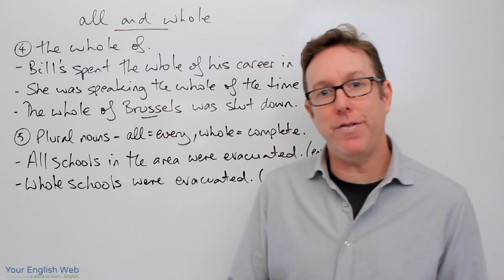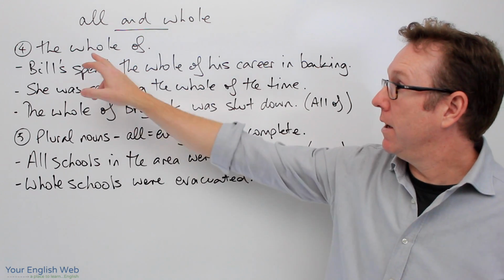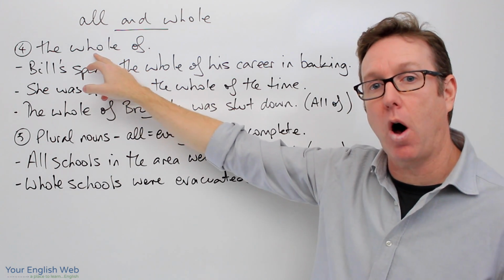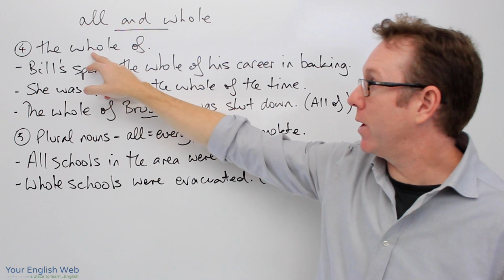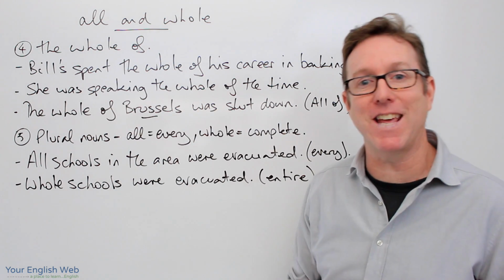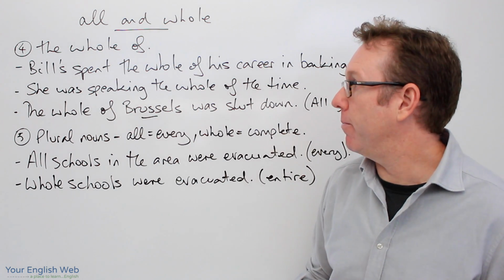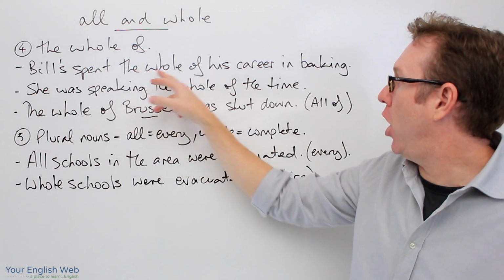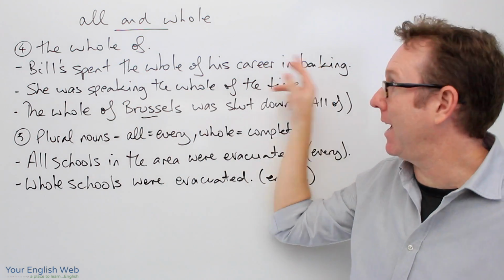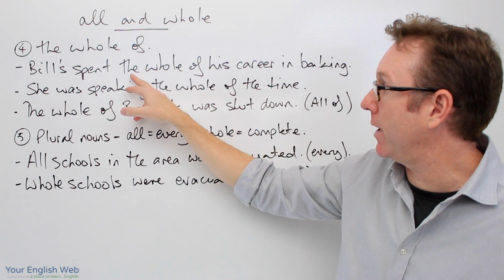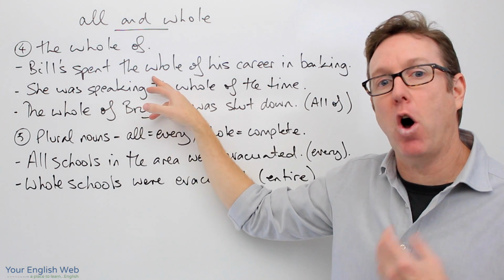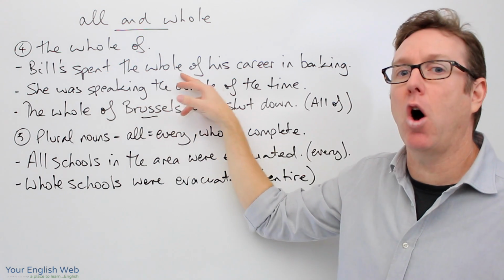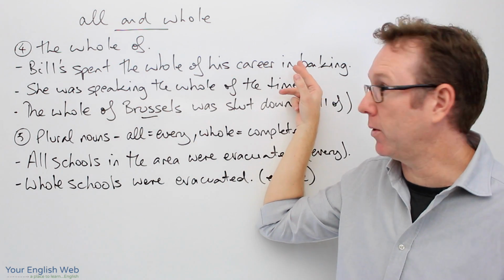Okay, back again with the last 2 points. Point number 4 here is using the whole of, okay? And we can use the whole of instead of whole with more or less the same meaning. So, Bill's spent the whole of his career in banking, okay, using the article here. Bill spent the whole of his career in banking, or Bill spent his whole career in banking, okay.